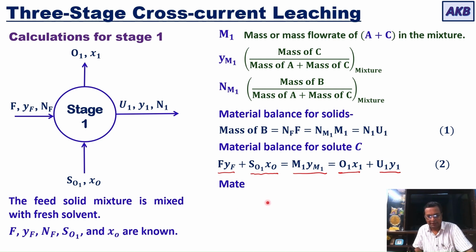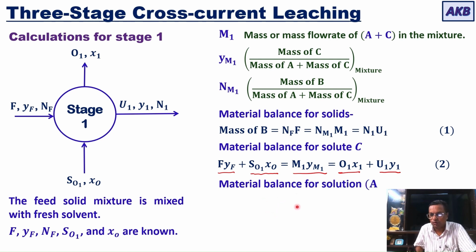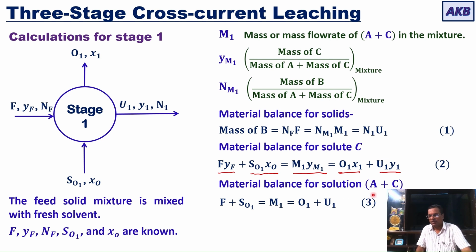And then finally, you can write material balance for the solution A plus C. And how will you write that? So it will be F plus S naught 1 is equal to M1, that is equal to O1 plus U1. And let me call this equation number 3. F is A plus C in feed, S naught 1 is A plus C in the solvent. So you are writing material balance for the solution, which is A plus C. So equations 1, 2 and 3 are the material balance equations that are applicable to stage number 1. Now let us move on.